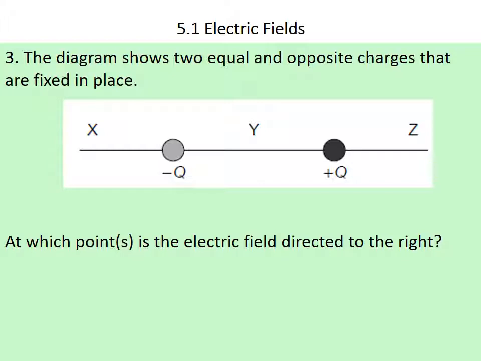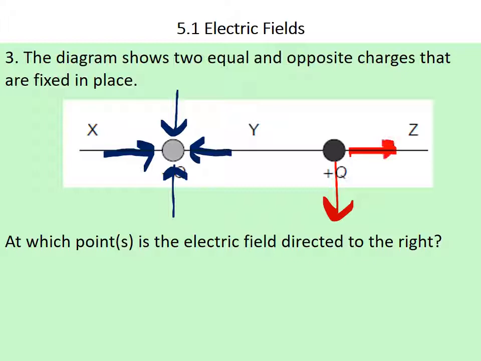So to do this, you want to draw the field around the negative charge. Remember, it goes in to the negative. And then let's draw the field around the positive charge. So you tell me at which positions is the electric field pointing to the right.